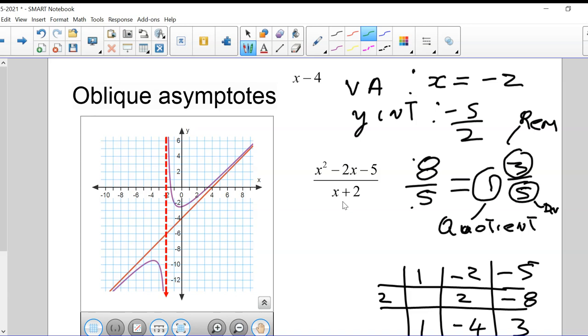That might not be a bad idea. But what do you think, folks? What kind of asymptote would you get if the top was a degree 3, a cubic function, and the bottom was a degree 1? Anybody? Any suggestions on what that might look like?